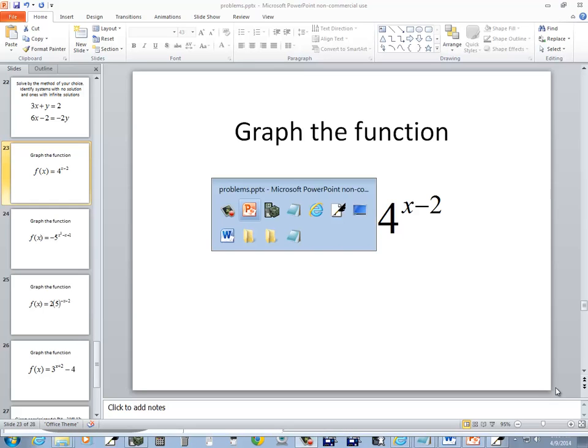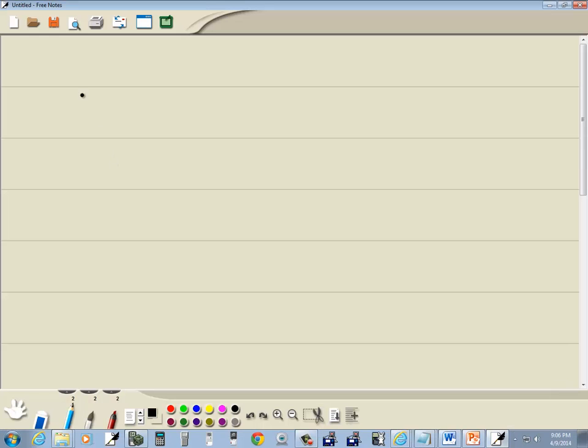Let's take a look at this problem. We've got f of x is equal to 4 to the x minus 2. Now, whenever you have more than a single number or a single variable in your exponent, how you put it in your calculator is you put parentheses around the exponent.